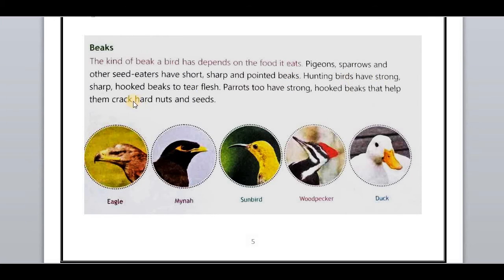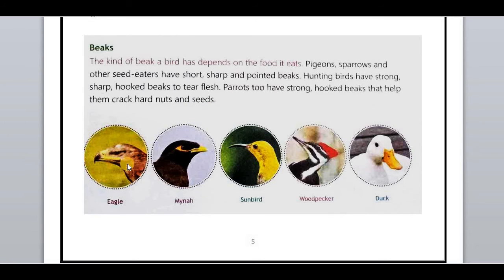Hunting birds have strong, sharp, hooked beaks so that they can tear flesh. Parrots too have strong, hooked beaks that help them to crack hard nuts and seeds.